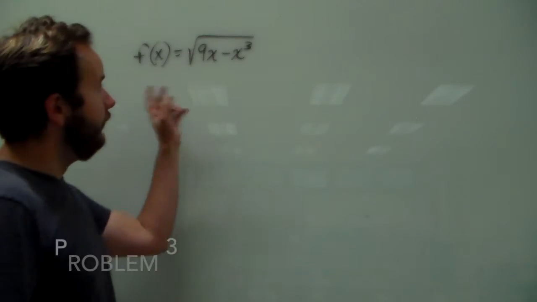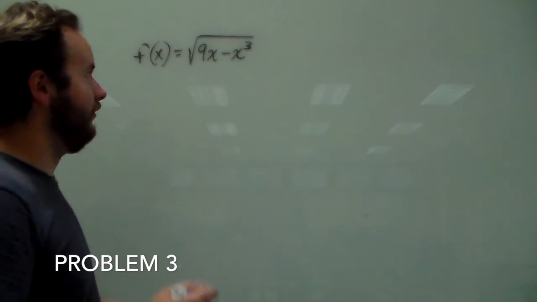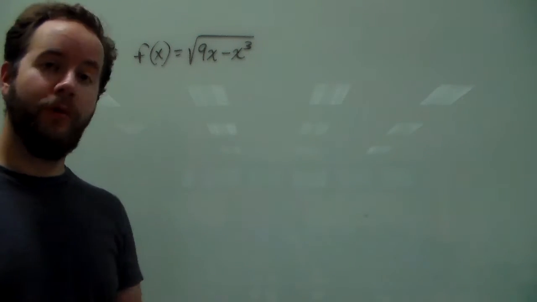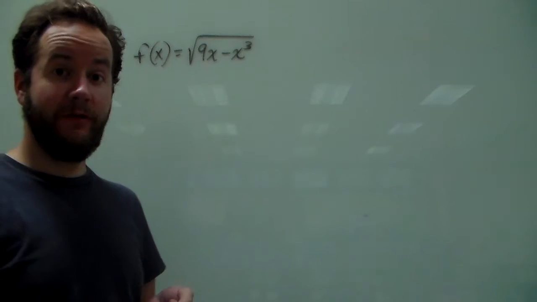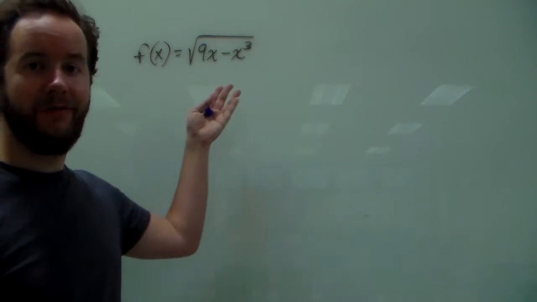Okay, so here we're dealing with finding the domain of the square root of 9x minus x cubed. Remember, we want to go through the checklist of rules. Rule number 1, you can't divide by 0, so I'm going to look for a fraction bar. And I don't see a fraction bar.